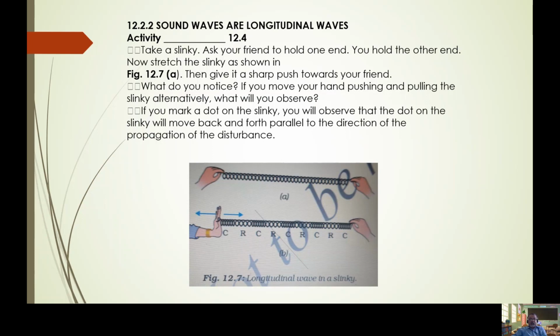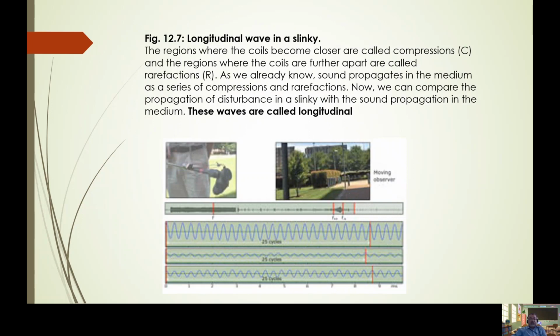If you mark a dot on the slinky, you will observe the dot will move back and forth parallel to the direction of propagation of the disturbance. This is a longitudinal wave in the slinky. The regions where the coils are closer are called compressions, and where the coils are apart are called rarefactions. And you will understand that these are called longitudinal waves.